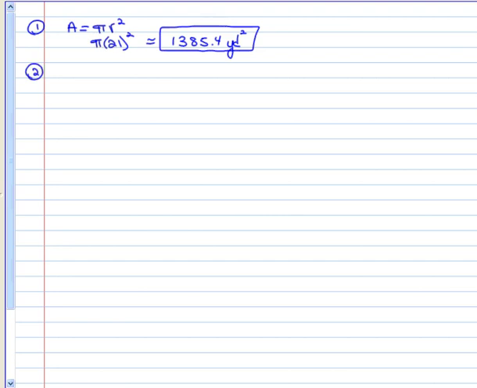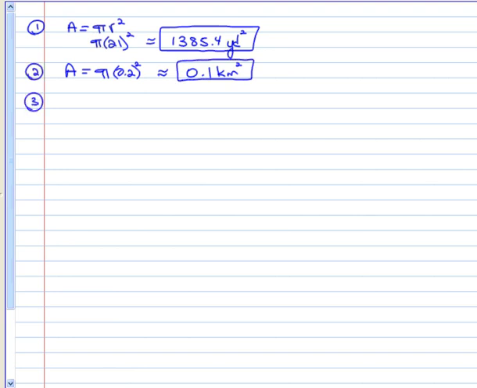Number 2. We're still finding an area, aren't we? Area equals pi times what? 0.2 squared. They gave us a diameter, so we want to make sure we find the radius before we square it. Nearest tenth. 0.1. Kilometers squared. Nearest tenth.